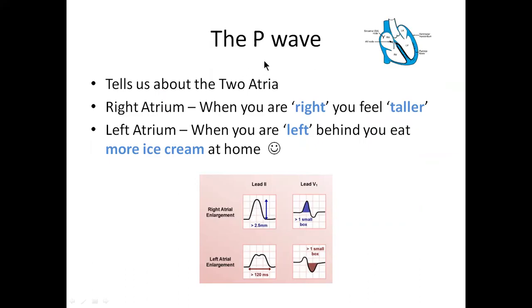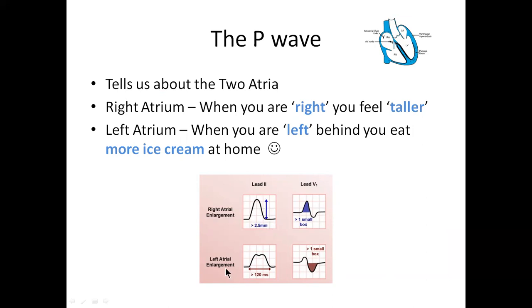So the P wave tells us about the two atria, the right atrium and the left atrium, and the only abnormality they can have is they can become big. So if the right atrium becomes big, it becomes tall. Okay, so the way to remember it is when you are right, you feel taller, and the magic number is 2.5 millimeters or more. So right atrium, if it gets bigger in lead 2, the P wave becomes tall.